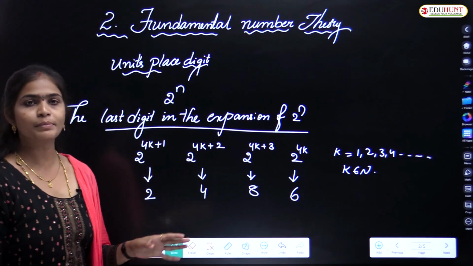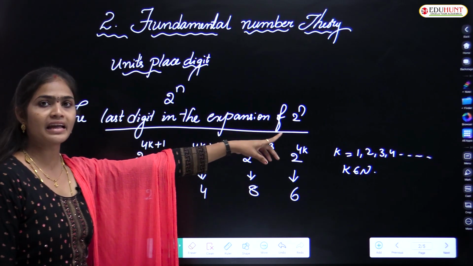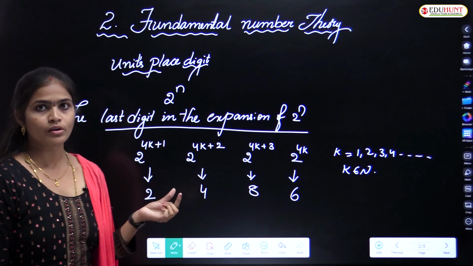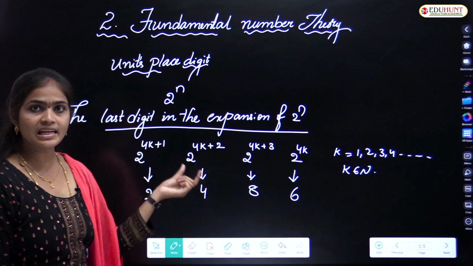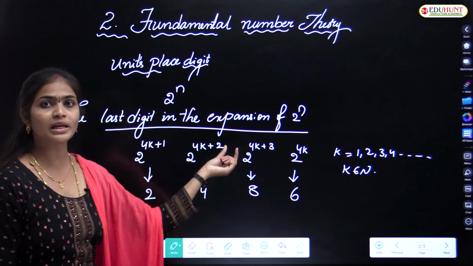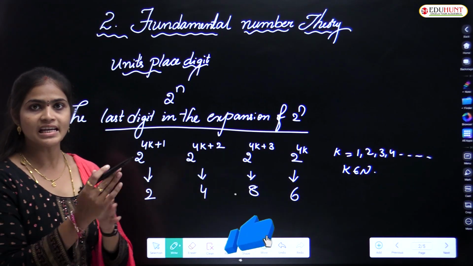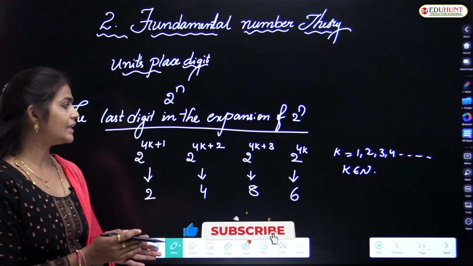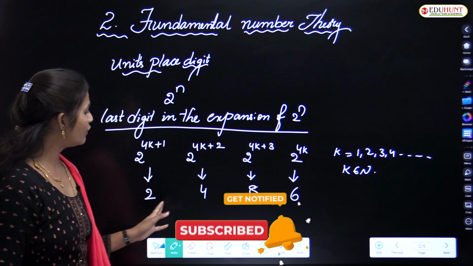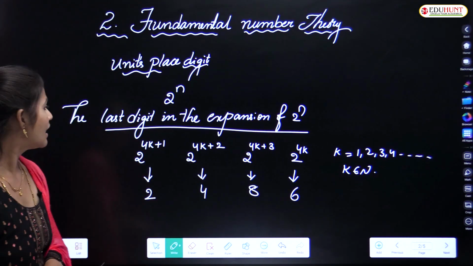Without simplifying, first convert that 2 power n into the form 2 power 4k plus 1, or 2 power 4k plus 2, or 2 power 4k plus 3, or 2 power 4k. First convert the expansion. After that, if it is in any one of these forms, easily you will get the last digit. I will tell you that.